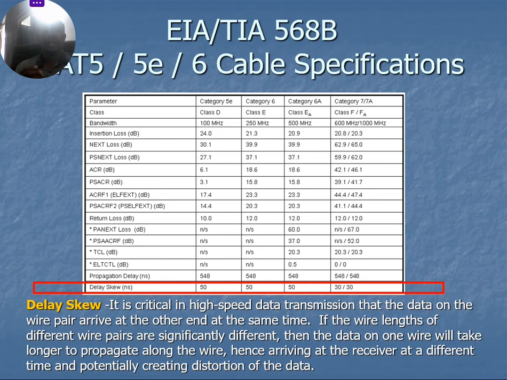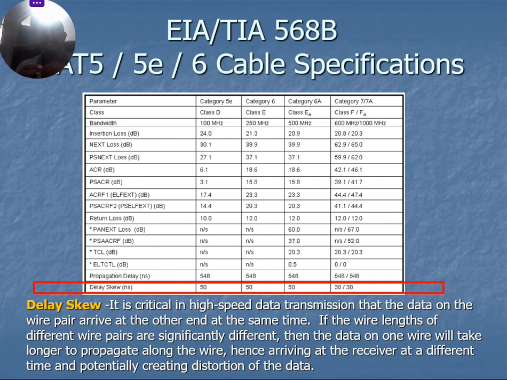Now, if the wire lengths of different wire pairs are significantly different, maybe one is longer than the other, then the data on one wire will take longer to propagate. This is very obvious. If one wire is longer than the other one, then it will take a longer time for that longer wire to deliver the data. Hence it arrives at the receiver at a different time, potentially creating a distortion of the data. So that's why we want the wire pair to be of equal length.